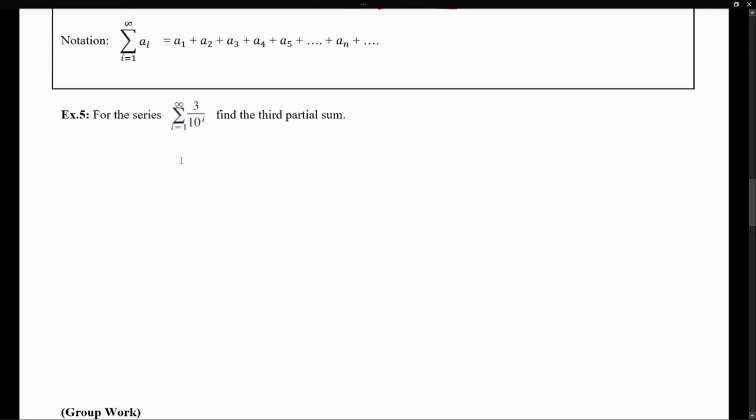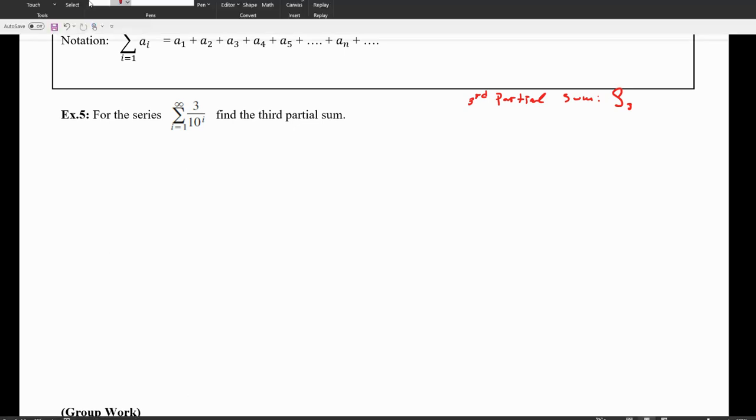So here we have a series. And the reason why we can call it a series is because we can assume that the expression 3 over 10 to the i represents a sequence. And notice what we want to do. For this series, we want to find the third partial sum. So the notation for the third partial sum, we're going to use S with the subscript 3.